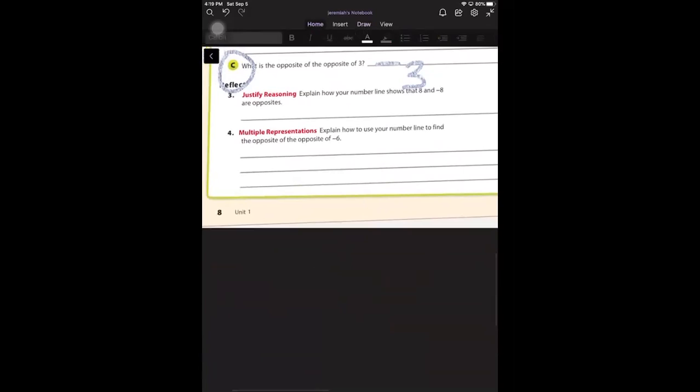So how would you find the opposite of negative 6? Do you know what your opposite would be? It would be 6. Positive 6 is your opposite. And then explain how you know.